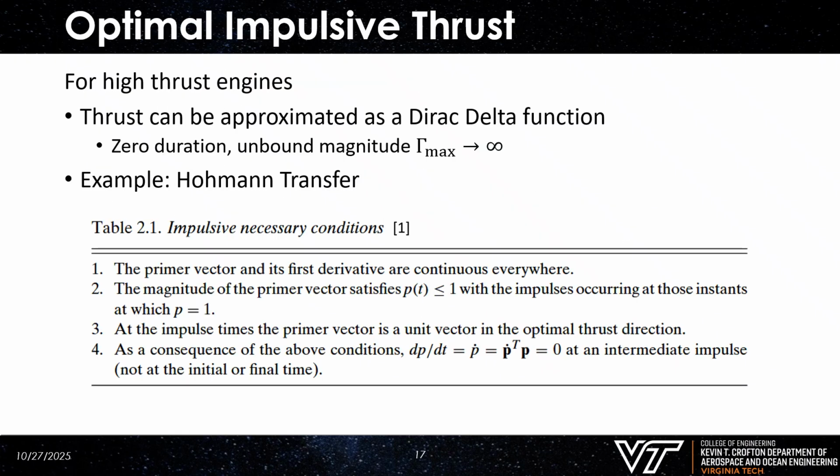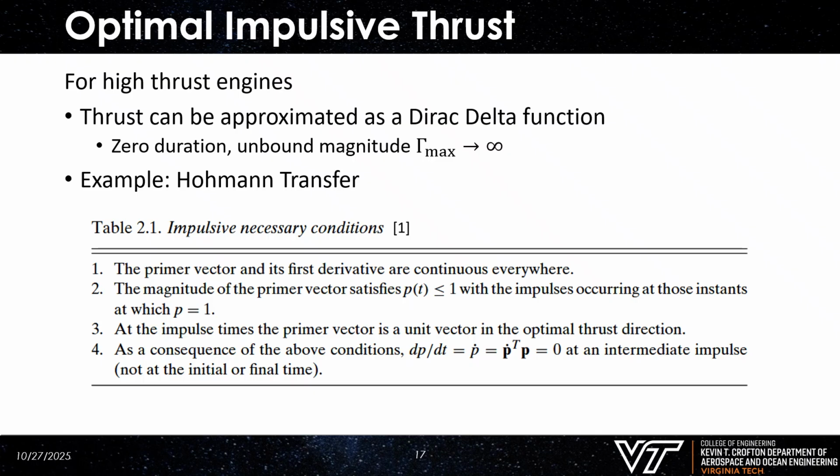I believe the first time primer vector theory was derived, they applied it to optimal impulsive thrust. So just some more information on that. When we have a high thrust engine, we want to approximate our thrust as a Dirac delta function. This means that the thrust is happening over a zero duration and has an unbound magnitude. An example of this would just be your Hohmann transfer.